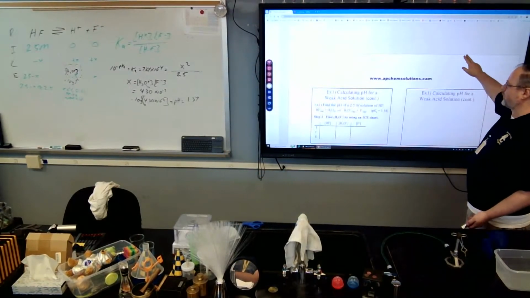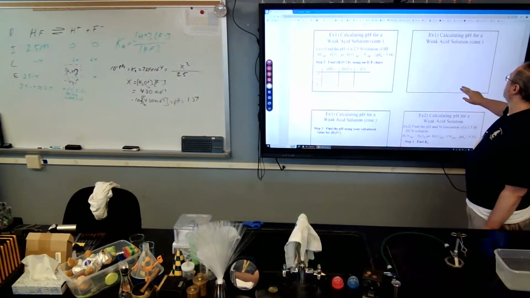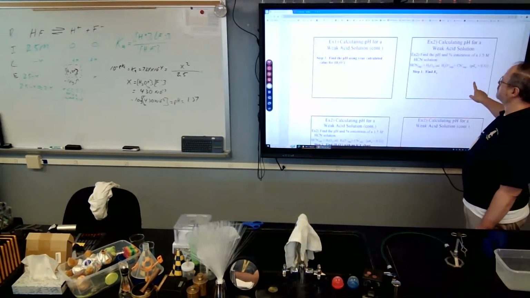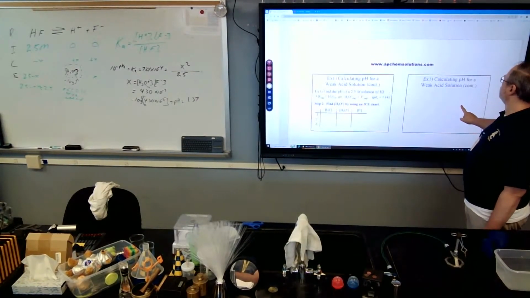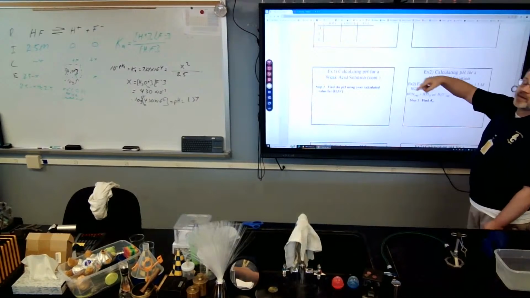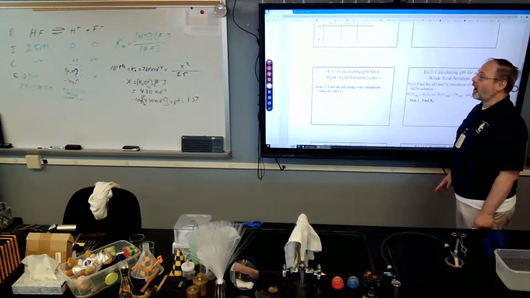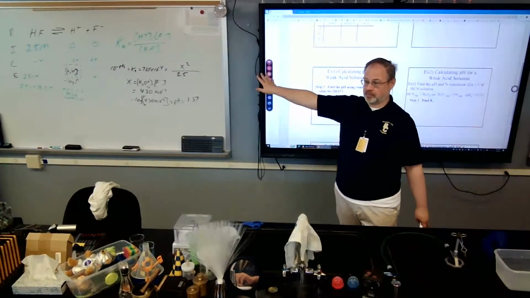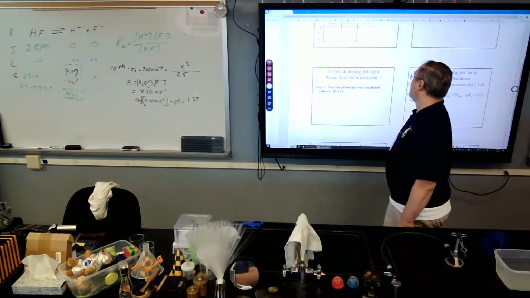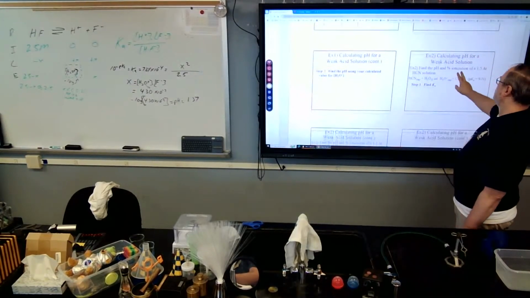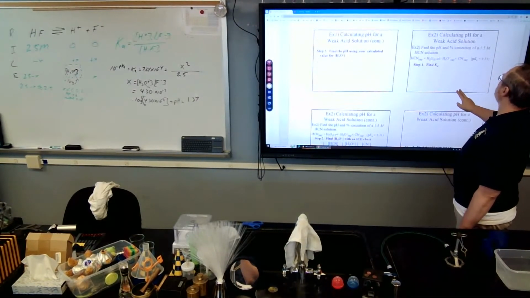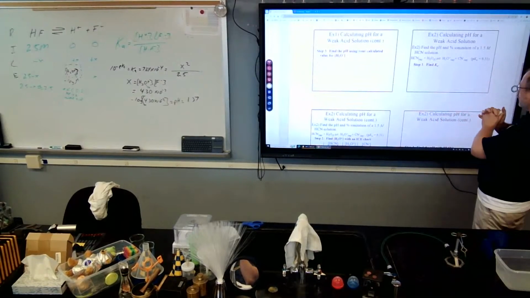So see, we've matched what the author got. We did the ICE diagram and found it, without solving it for you. Anyway, that's right. Are you comfortable with this? Okay. Find the pH using calculated value, not important. Find percent ionization.